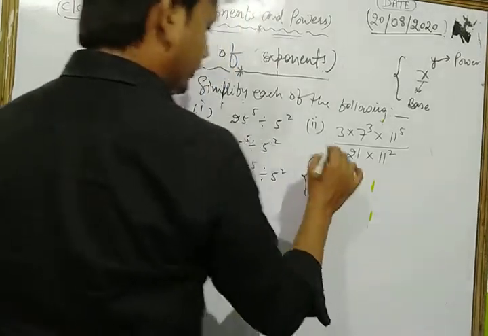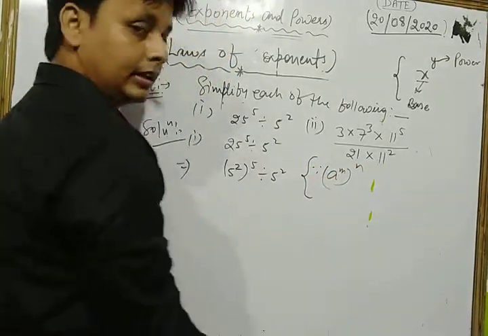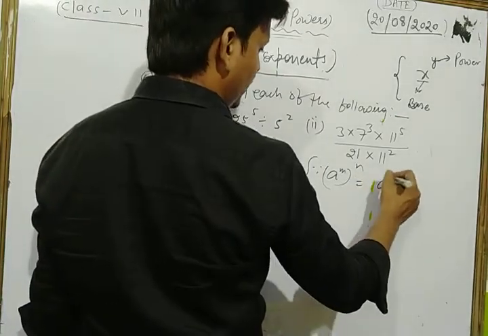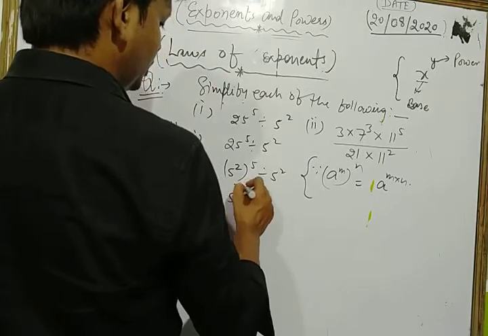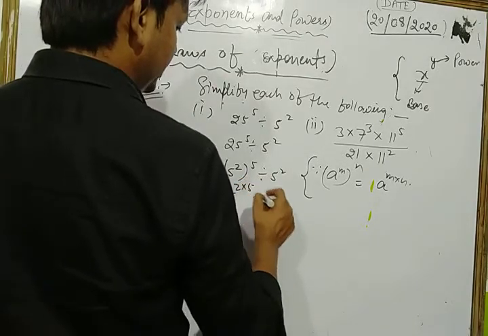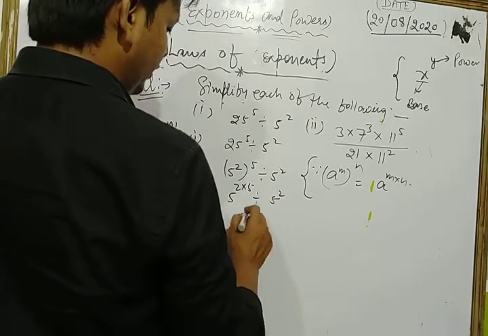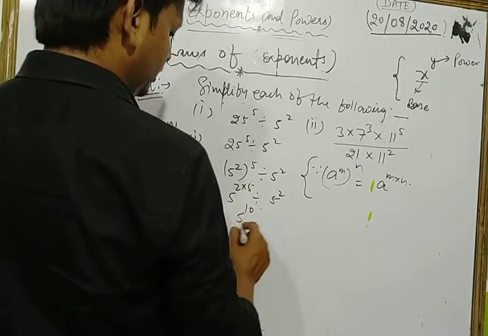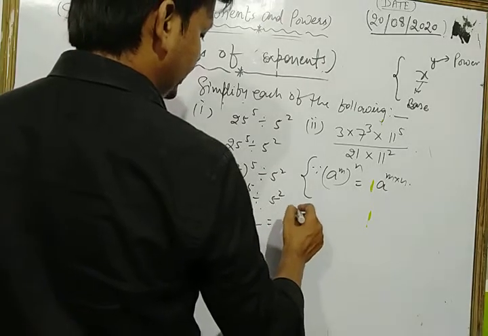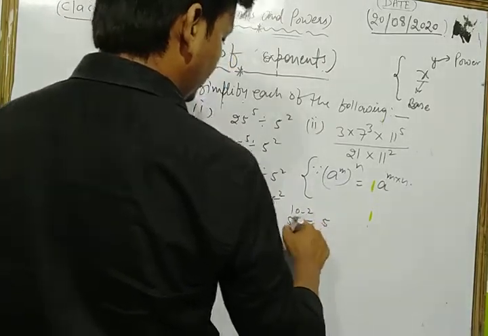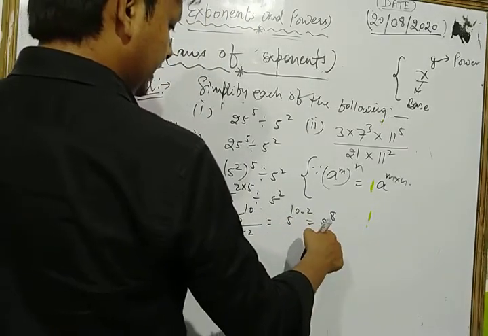Now dear student, we know that if a to the power m whole to the power n, then we write a to the power m into n, right? So here we write 5 to the power 2 into 5 divided by 5 square. Now we have 5 to the power 2 fives are 10 upon 5 square. So we have 5 to the power 10 minus 2. So we have 5 to the power 8, right? Because 10 minus 2 is 8.